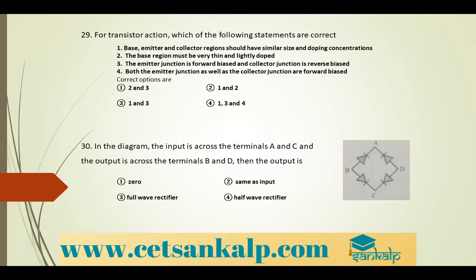For transistor action, which of the following statements are correct? Base, emitter and collector region should be similar size. The base region must be very thin and lightly doped. The emitter junction is forward biased and collector junction is reverse biased. Both the emitter junction as well as the collector junction are forward biased.